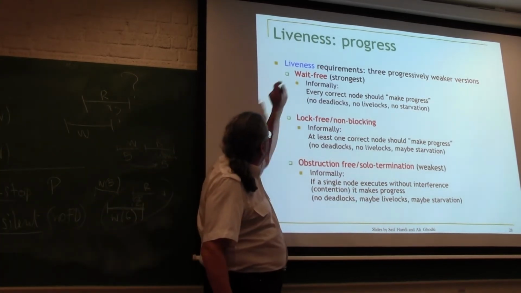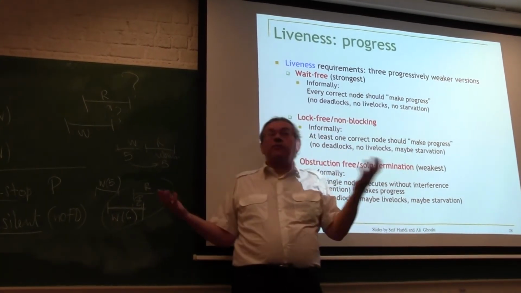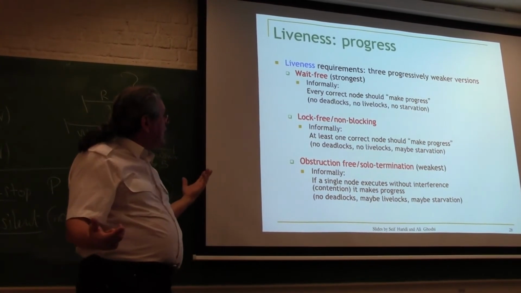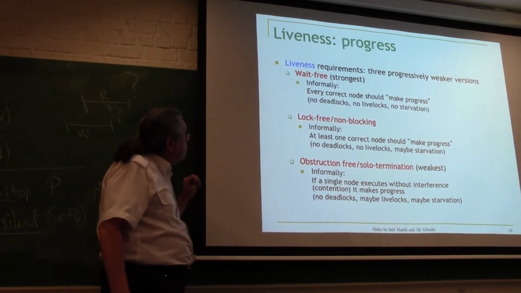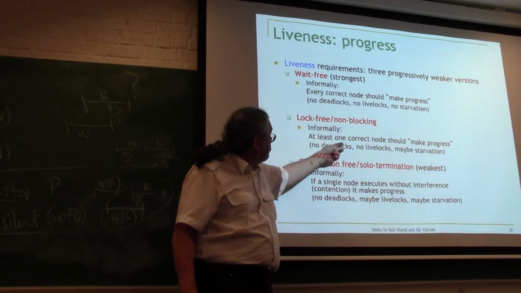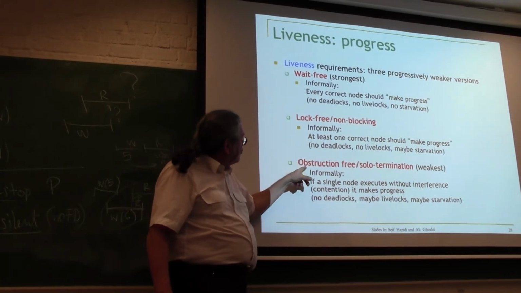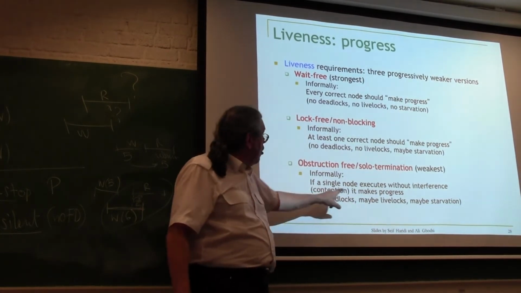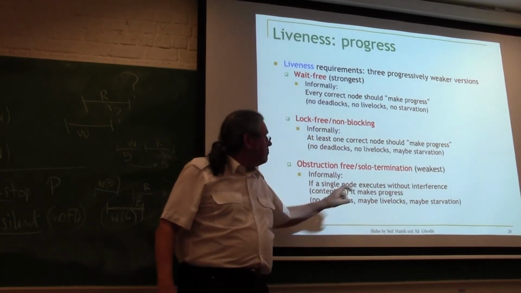The strongest one is called wait-free. This is very intuitive. Every correct node makes progress. So if I have 3 nodes, they're all making progress. But there are actually weaker versions. Sometimes you have this one, called lock-free or non-blocking. I did not invent this terminology. At least one correct node makes progress. And the weakest one is called obstruction-free or solo termination. If a single node executes and it has no interference, so no other nodes are trying to use the same resources as it, then it makes progress.